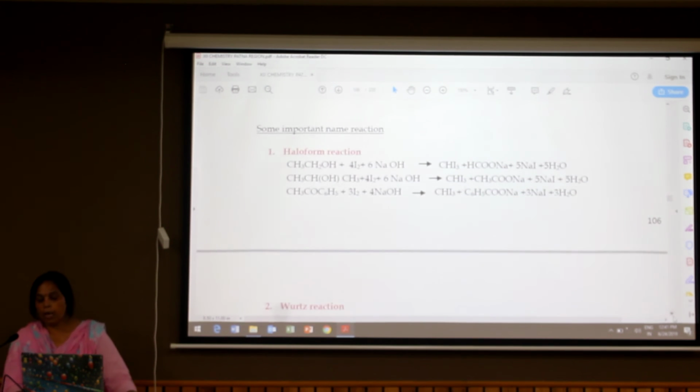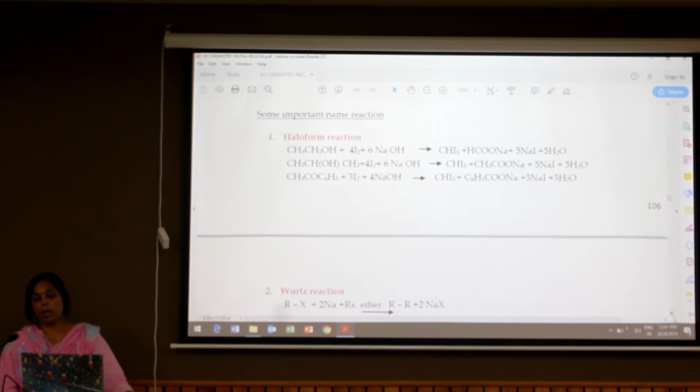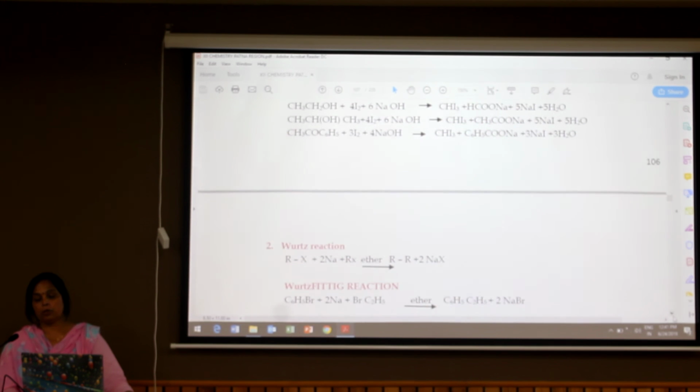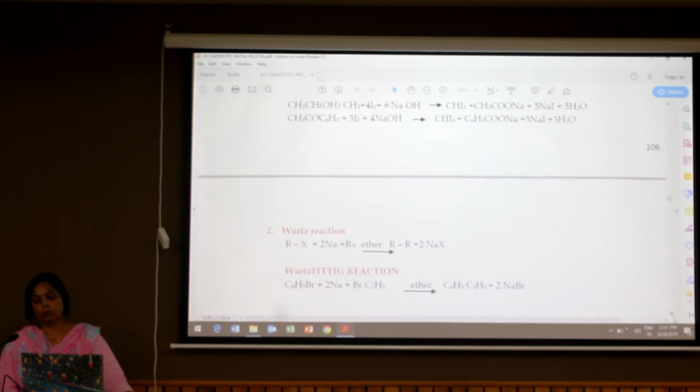Now we start the haloform reaction. The haloform reaction is also called the iodoform test, and it is mainly shown by compounds which have a methyl keto group. For example, when CH3CH2OH reacts with NaOH and I2, we get CHI3, because NaOH and I2 give NaOI, which is an oxidizing agent. First of all CH3CH2OH is converted into CH3CHO, which has a methyl keto group. In the case of secondary alcohol, it is first converted into ketone and then reacts with NaOH and I2, and we get a yellow precipitate of CHI3. Ketones having CO at the second position also show the iodoform test.